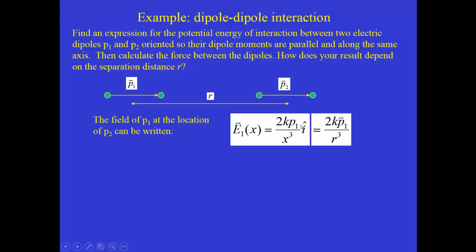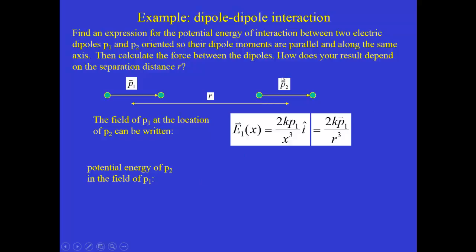And notice what I've done here. Instead of writing the magnitude of P1 times the unit vector in the positive x direction, I've just called this P1 vector, so that P1 of course points in the positive x direction. And so those are equivalent expressions. So that's the field produced by dipole 1 over at the location of dipole 2.